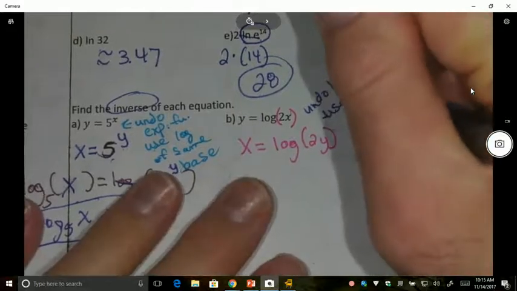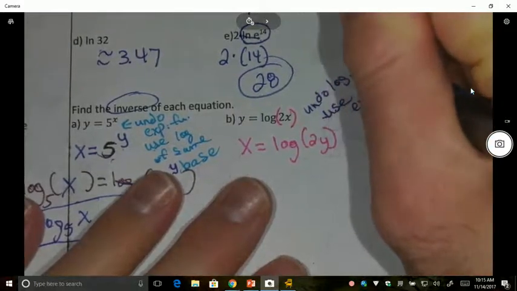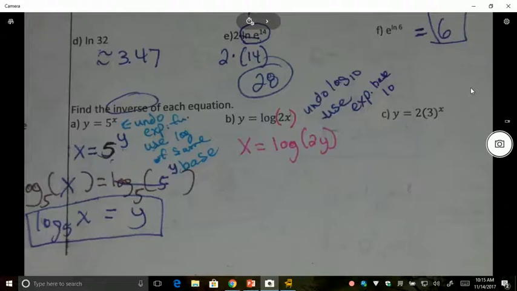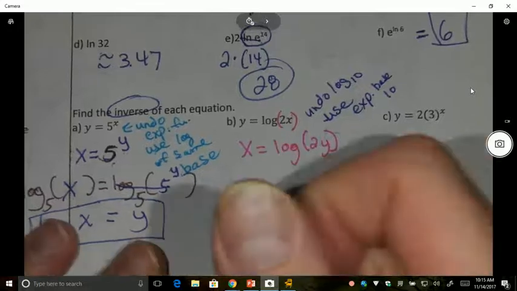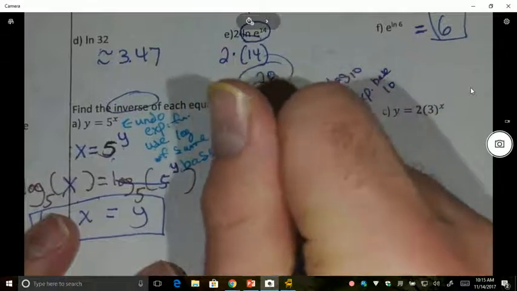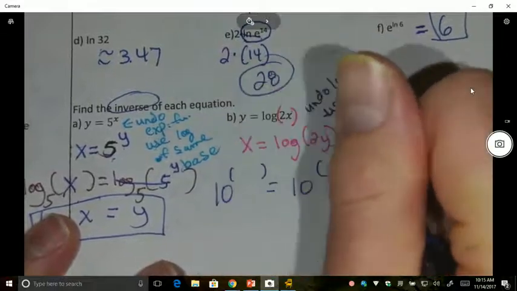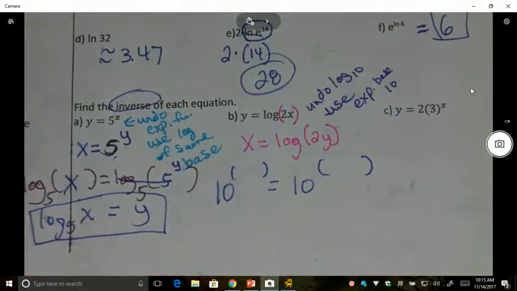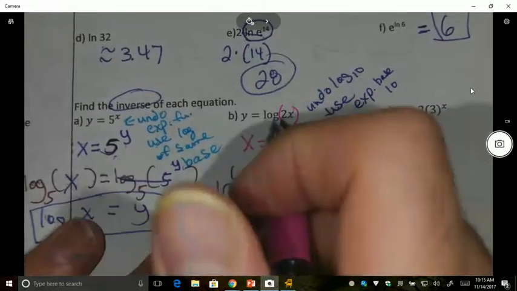Exponential with base 10, yes. It's just like the inverse of squaring is the square root. It's just a little different because they're actually written out as logs. So we're going to do exponential base 10 on both sides. I've got 10 to a power and 10 to a power on both sides. And what's going to go in that exponent is the stuff that's in the equation.